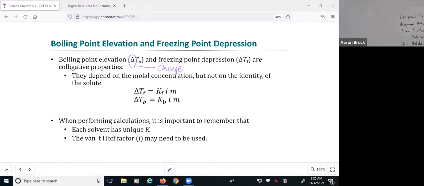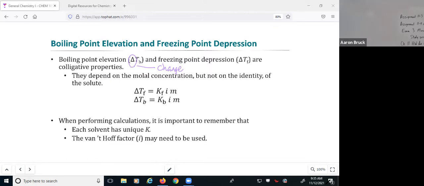The second, molality. Talked about that last Friday. And the reason we use molality there is its lack of temperature dependence. Molality does not change with temperature. And then the last factor here, K. K is a constant, and it is unique to a given solvent. So every solvent has a unique value of Kf and Kb.